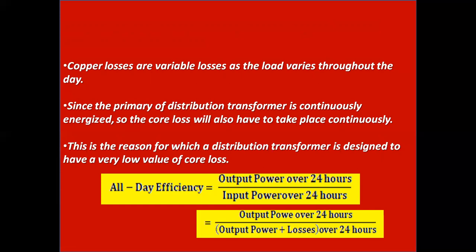All day efficiency equals output power over 24 hours divided by input power over 24 hours, equals output power over 24 hours divided by output power plus losses over 24 hours.